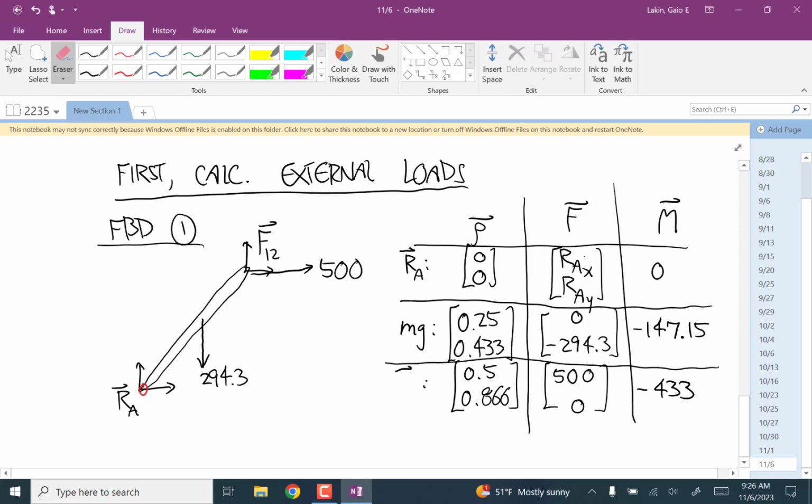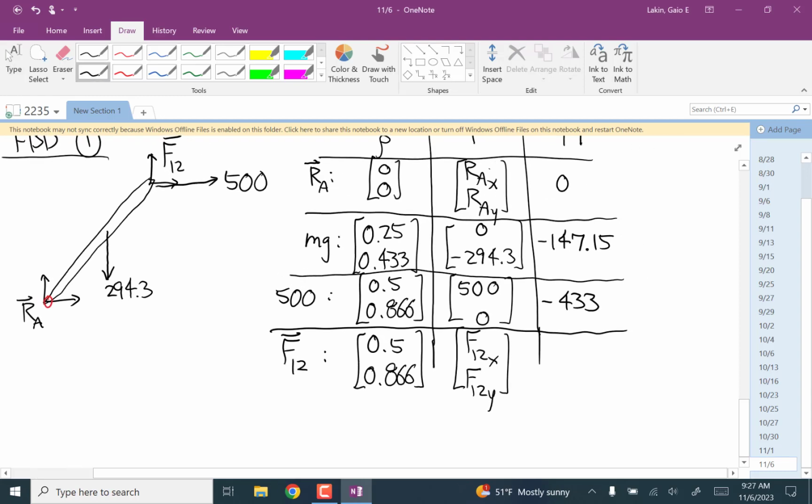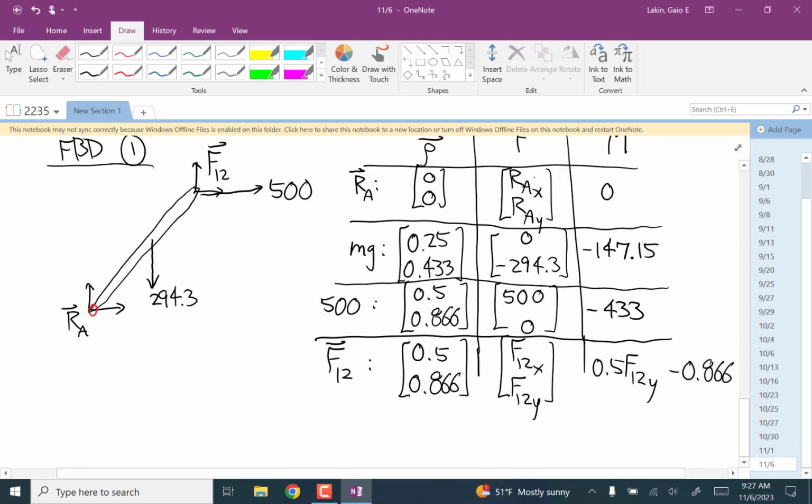Hold on. This is the 500 Newton force. And we still have to do the F12. So F12 has that same row vector. Force vector of F12x, F12y. Cross product is 0.5 F12y minus 0.866 F12x.